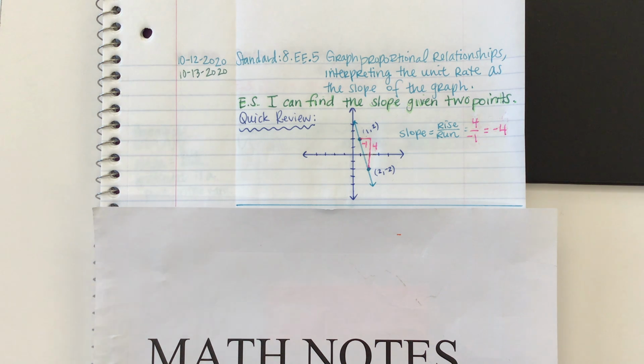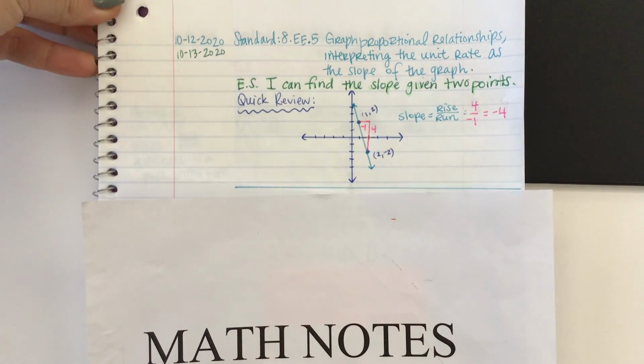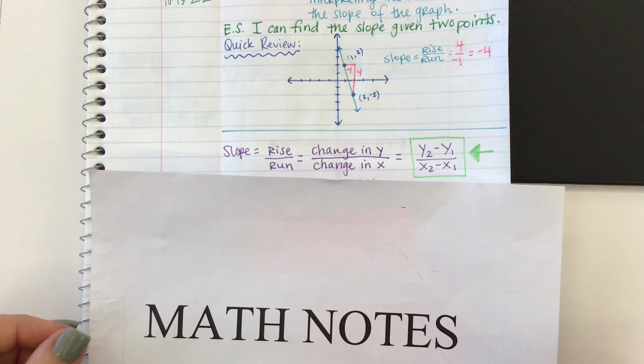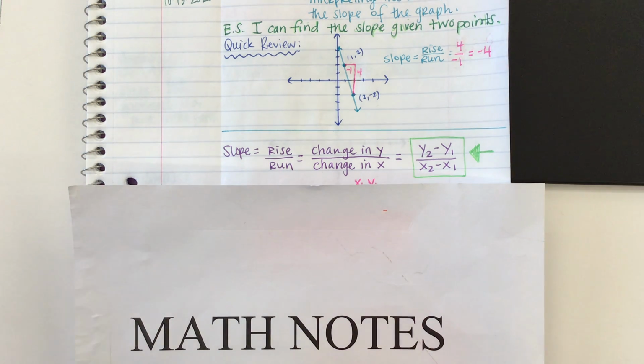Today what we're going to do is we're going to find the slope of a line when we are given just 2 points. So instead of graphing it, counting it, writing it down, we're going to use the formula given to find the slope of the line given these 2 points. So here we have some review and something new.